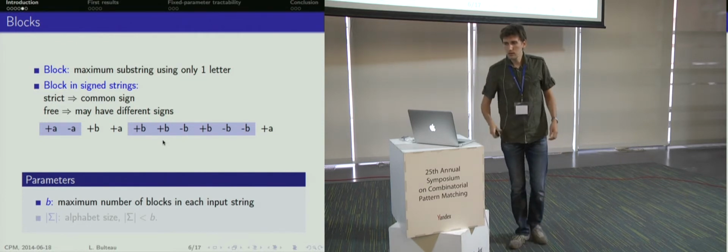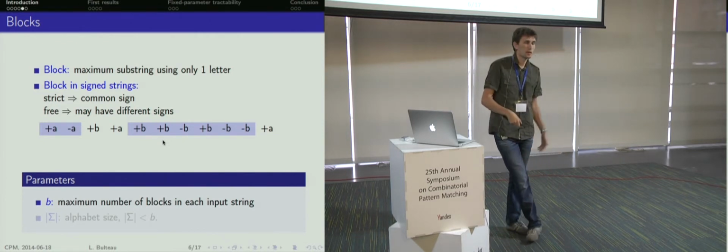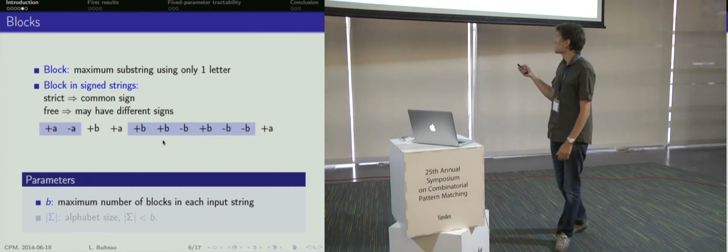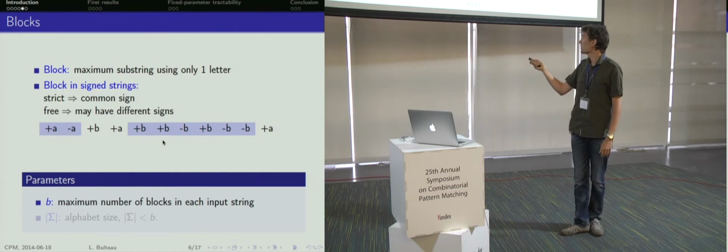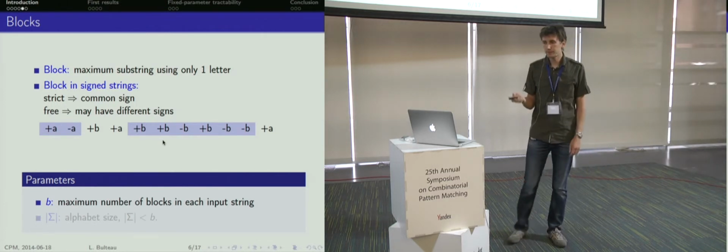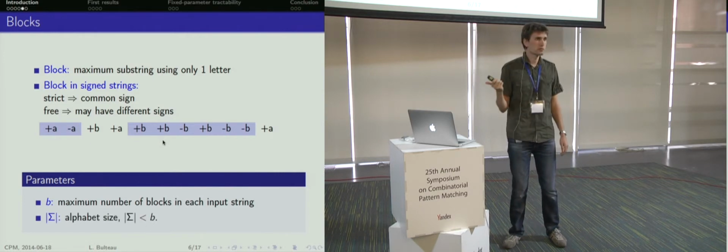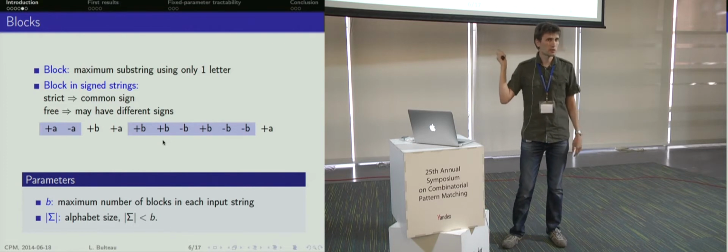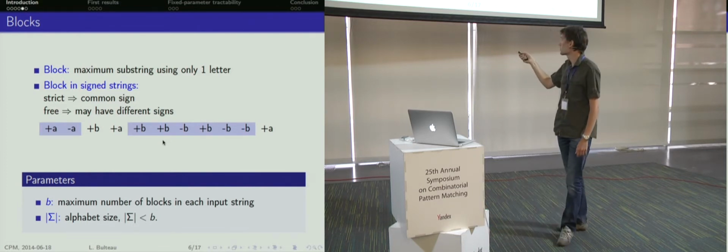And since we are going to talk about FPT algorithms, we need to define our parameters. So in this case, the maximum number of blocks allowed in the input strings would be a good parameter. And we can also look at the alphabet size, because the alphabet size is bounded by the number of blocks and can be much smaller.